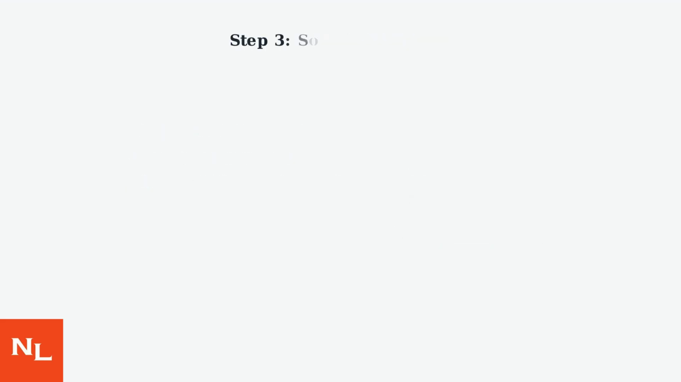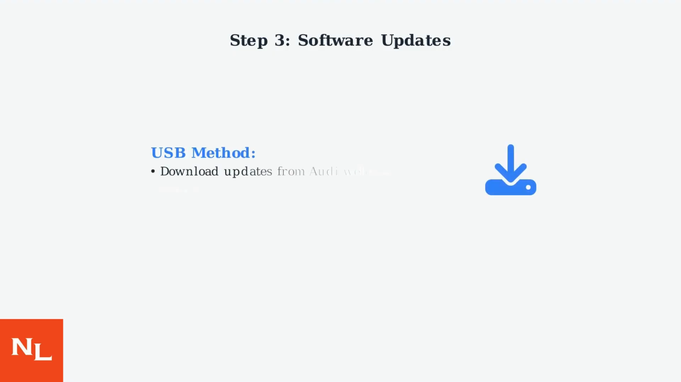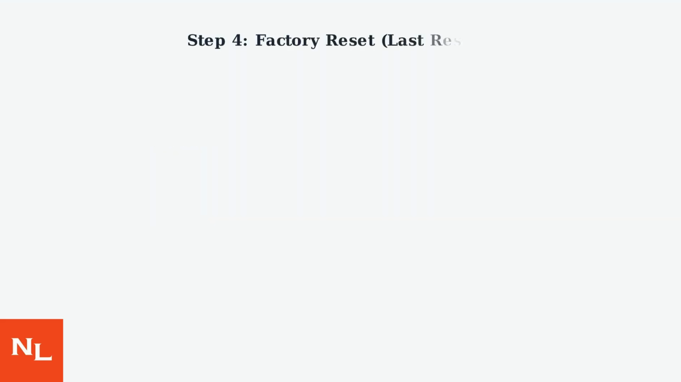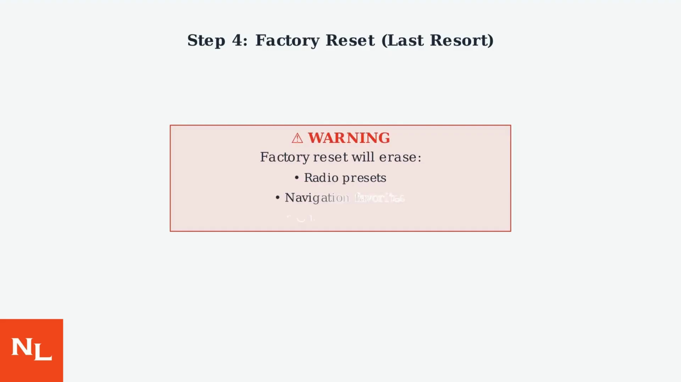Keeping your MMI software updated is crucial for optimal performance. Updates can be installed via USB drive or Wi-Fi connection and often resolve compatibility issues and system glitches. For persistent issues, a factory reset may be necessary. However, be aware that this will erase all saved data, including radio presets, navigation favorites, and custom settings.